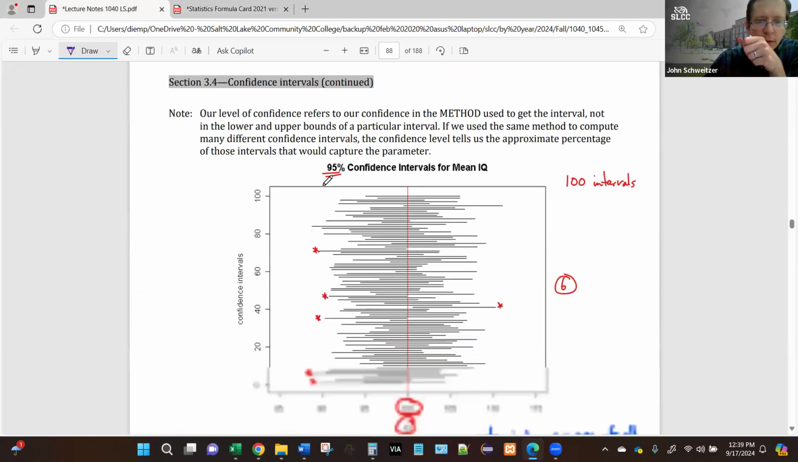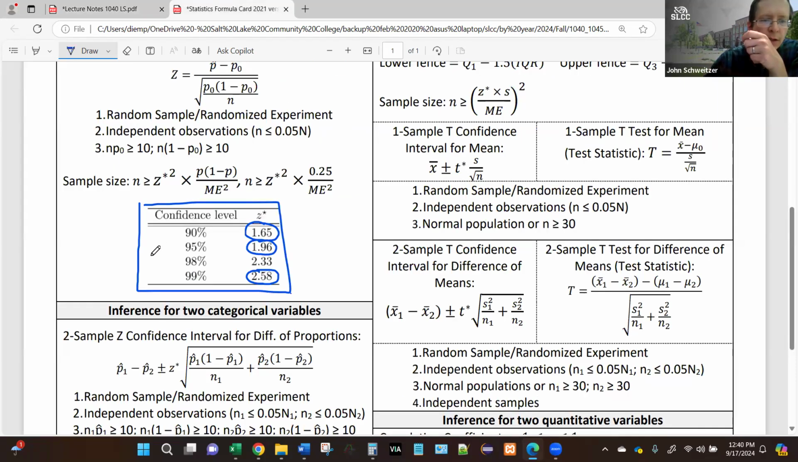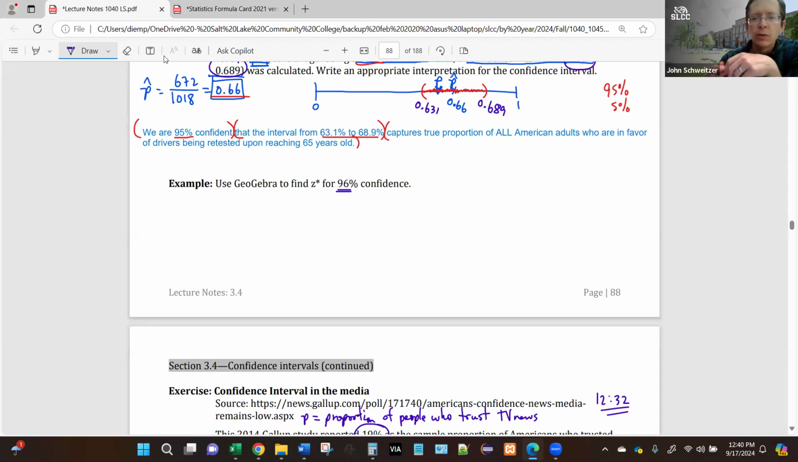So let's practice with that little dial. Let's say, and it's a little bit eccentric, that instead of a 95% confidence interval, we want a 96% confidence interval. How would we find our Z star? We cross our fingers and hope for 96% confidence on the table, but we don't see it. We have 95, but then it jumps to 90, 98, right? So we don't have a 96. So we have to use GeoGebra. It's actually very easy, so let me show you how this works.